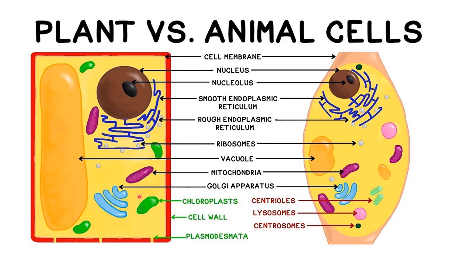Mitochondria are present in both. Golgi apparatus is also present in both. Chloroplasts are only present in the plant because plants do photosynthesis. And cell wall is also the feature of plant only because cell wall provides rigidity to the plant cell and they can survive in the harsh condition. Okay, and lysosomes, centrosomes and centrioles are there in animal cell.